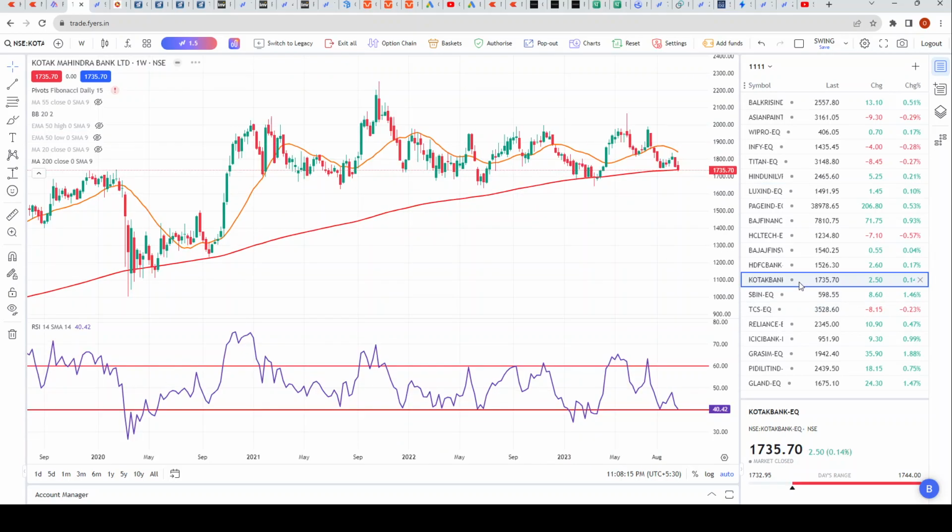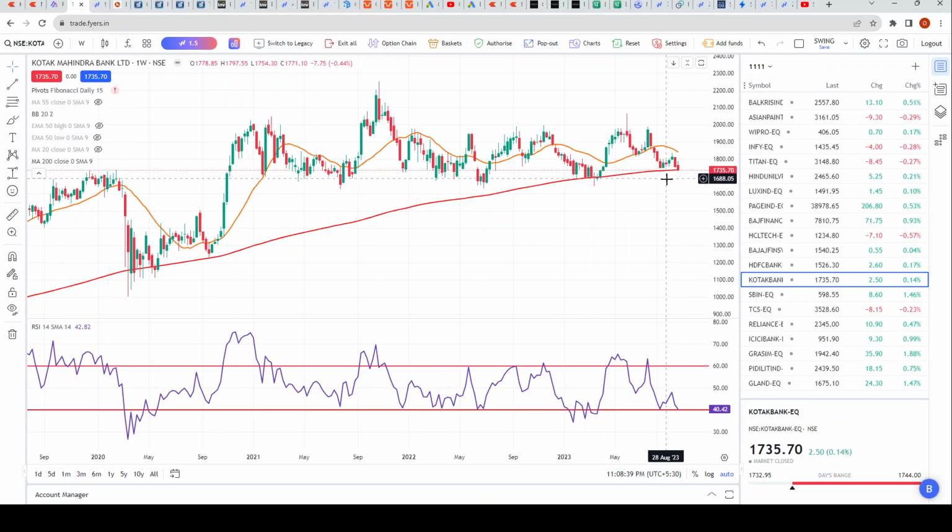Kotak Mahindra Bank has touched its 200-day moving average. As you can see over here also, it had touched and then it bounces up. It's again touched over here. I think a bounce will come, because if you see over here, even if it goes below 40, it does not go significantly low below 40. Maximum it goes to is about 30-35, and then it starts bouncing up.